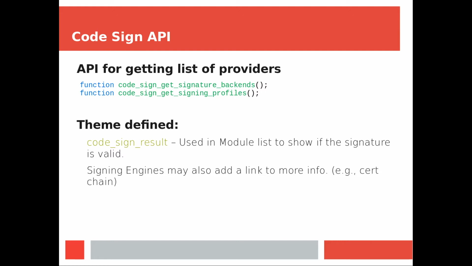So CodeSign result is going to end up being used in, say, the module list. So you load up admin modules, and you've got the list of all the modules, and we want to be able to add a little piece on the far side that says these are the modules that are enabled, and we can do a CodeSign verification check on them, and they're green or red. There are a couple other places in the system where we're going to need things like that, and as we discover them, we'll be adding in more themes so that the modules themselves, the signing engines, can override those themes and add in a link to the cert chain or a link to a more info page or something like that.